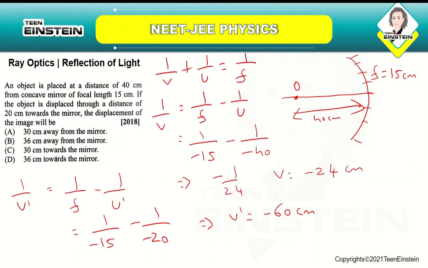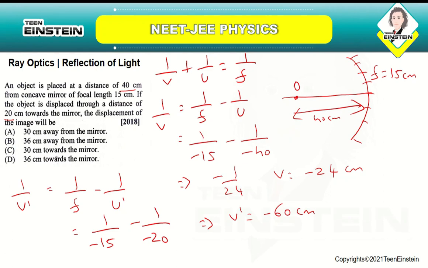Okay, so what we have done is, first we have taken the distance as 40 centimeter and you find out the v value. Now they are saying that the object is displaced through a distance of 20 centimeters. So you are finding out v dash by keeping u dash as 20 centimeter and you are getting the v dash as minus 60 centimeter. So in both the cases, negative sign indicates that the image is formed in front of the mirror.